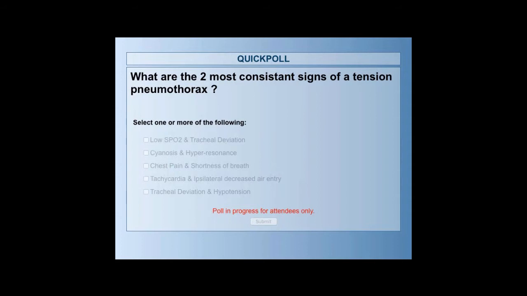So what I've asked, and whilst a few of you are asking, the question was: what are the two most consistent signs of a tension pneumothorax? I gave you five choices. The two most consistent signs: low SpO2 and tracheal deviation; cyanosis and hyperresonance; chest pain and shortness of breath; tachycardia and ipsilateral decreased air entry; and tracheal deviation and hypertension.